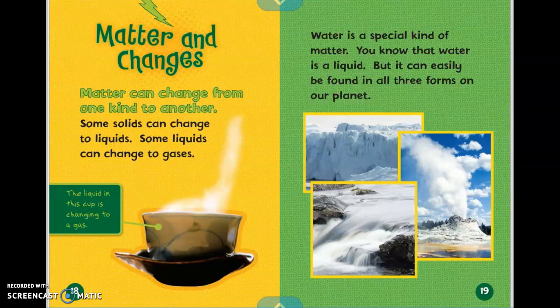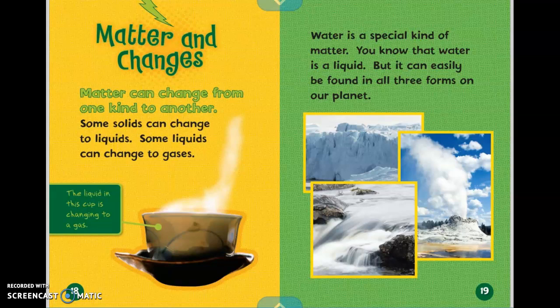Matter and changes. Matter can change from one kind to another. Some solids can change to liquids. Some liquids can change to gases. It says the liquid in this cup is changing to a gas.